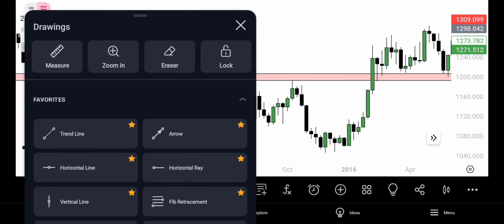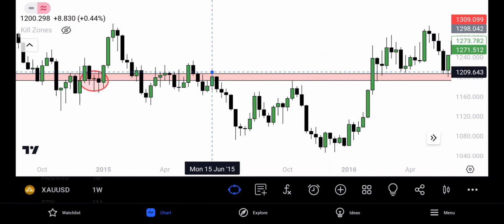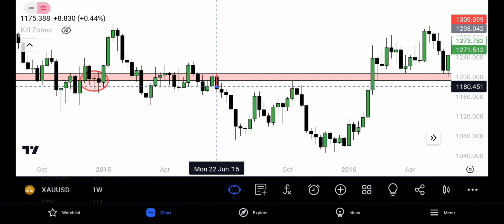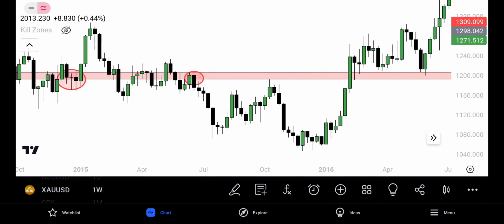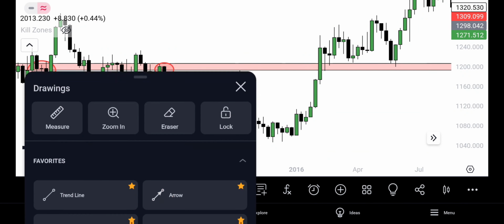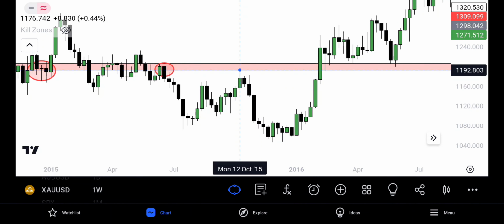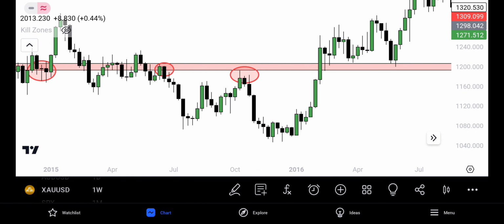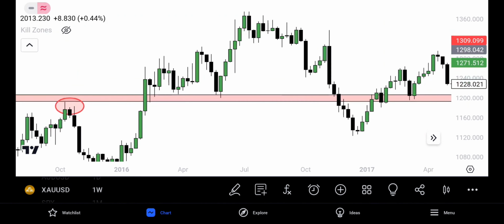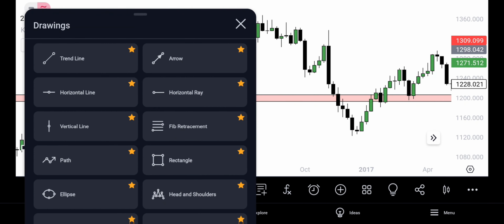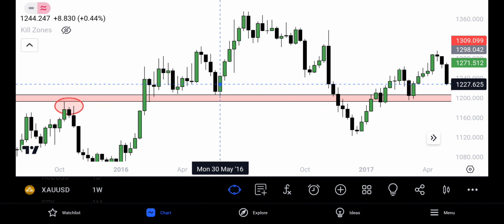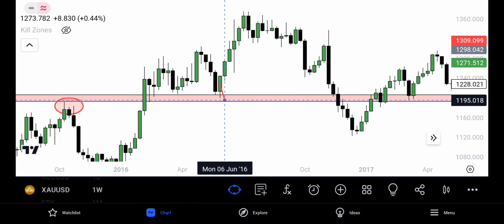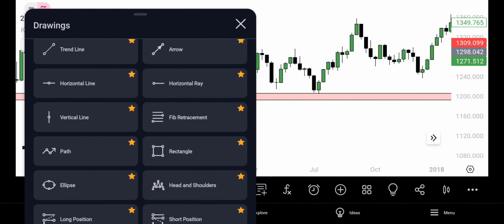You can see one here, and you can also see one here. This one tapped and went down. You can also see another one here. This one also tapped and went down. And you can also see one here. It's so much, I just want to show you guys every single one of them, so you can use this. You can see this tapped and went up, just on the red zone.